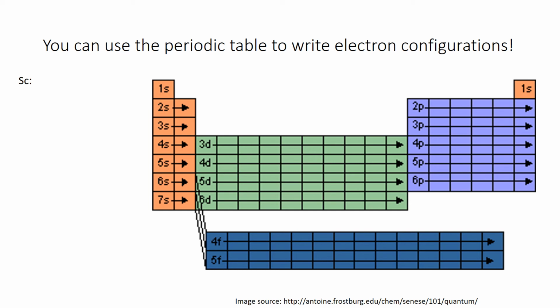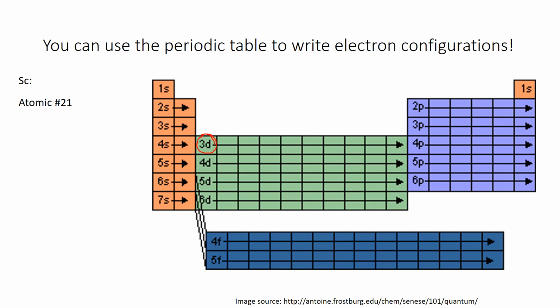All right, now let's try scandium. So scandium is actually located, let me find it here. It's atomic number 21, and it is the first element in the D block of the periodic table. So it's right there, column 3, that very first element in that column.